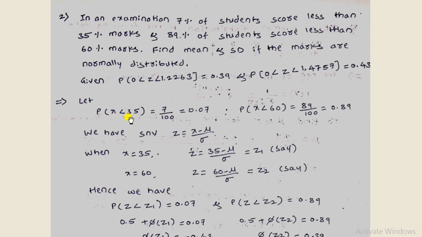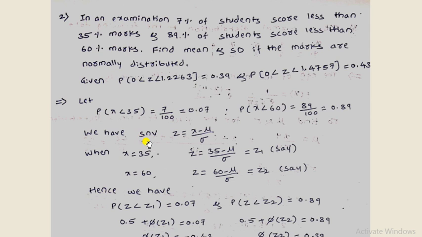Let probability of X less than 35 marks, that is X is less than 35, be equal to the total number of students, 7%. Percentage means in terms of 100, therefore write here 7 by 100 as 0.07. Second one: 89% of students score the marks as 60%, so it is denoted as probability of X is less than 60 as 89 by 100, which gives 0.89.